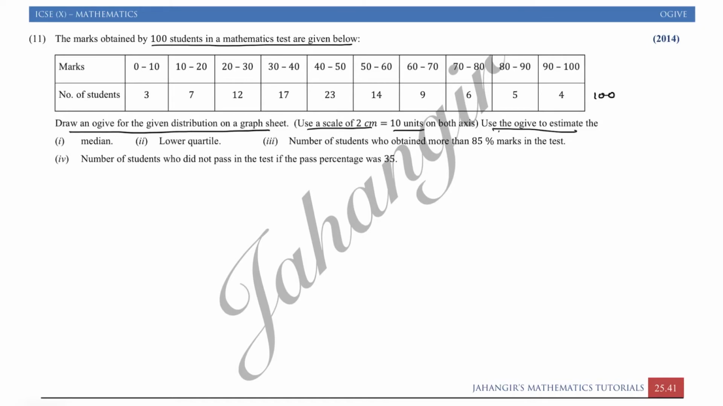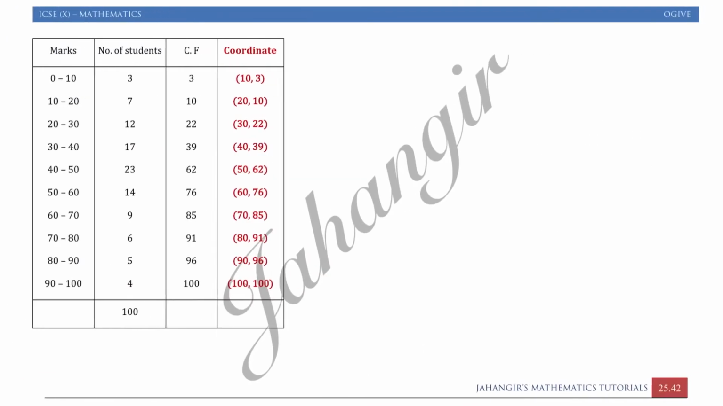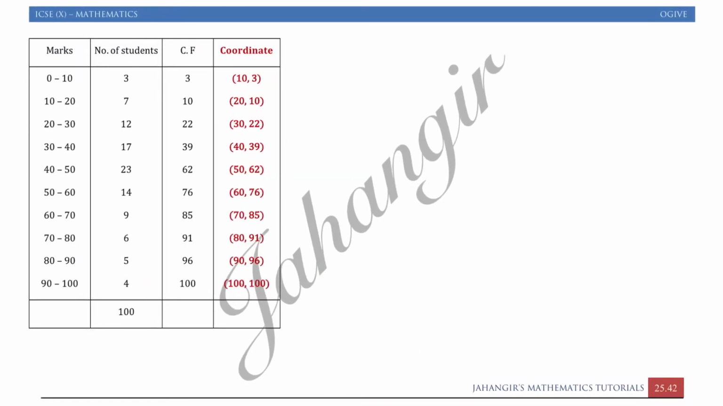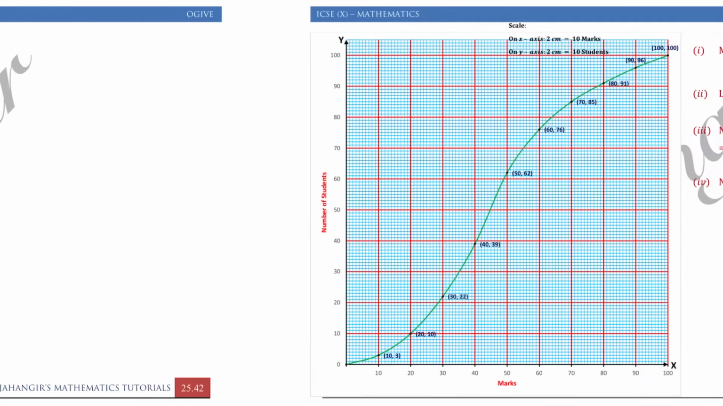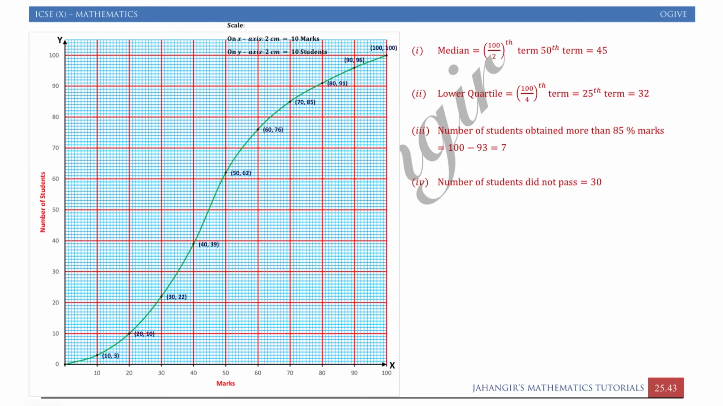Same type of question we have. So let us first make a table. As you know, the table has marks, number of students, cumulative frequency and coordinate. I have done everything ready for you. You can pause the video and write by yourself and correct it from the video. After making a table, you can just plot everything.